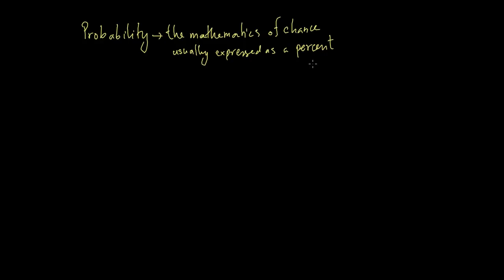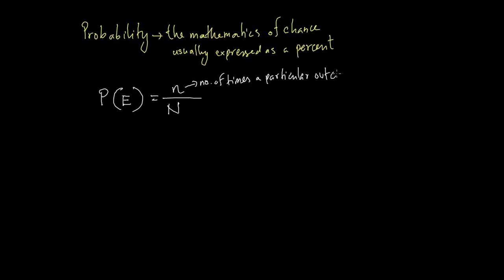When we want to find the probability, the definition can be written as: probability of an event is the number of times the event can occur and the total number of outcomes that are possible. So when we write this, the number of times a particular outcome, which we call an event, can occur, divided by the total number of possible outcomes. They have to be equally likely possible outcomes.